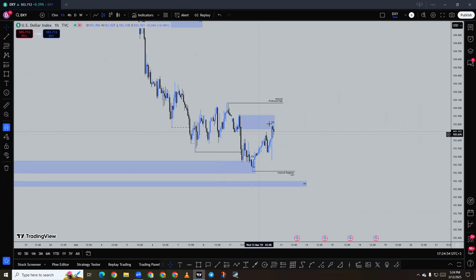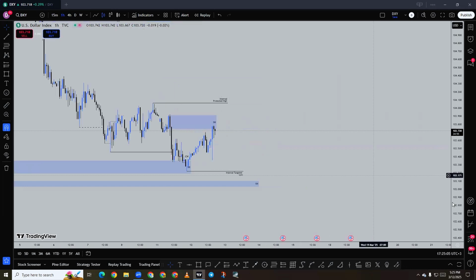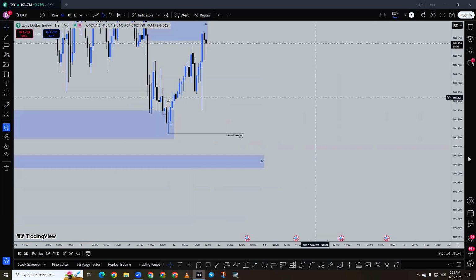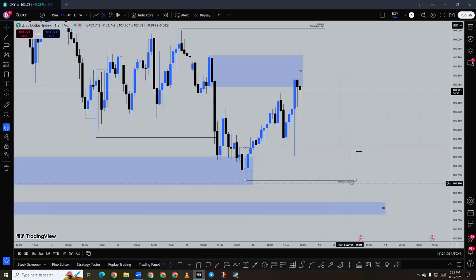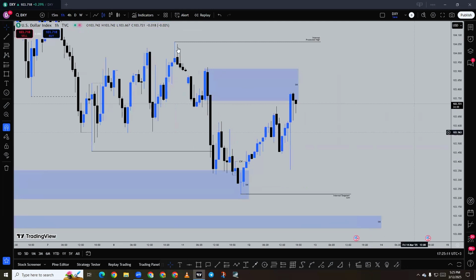All we are just waiting for is for price to come into an area of value, into a supply area, and then look for those continuation moves to the downside. This is the internal targeted low. You can just zoom into that. So that is the internal targeted low, and this is the internal protected high.